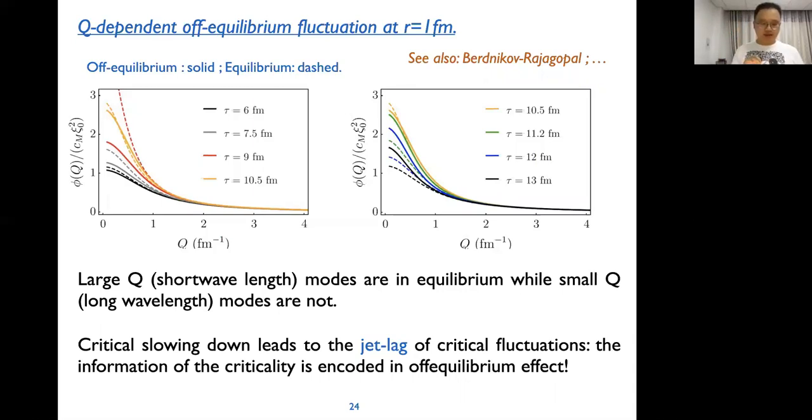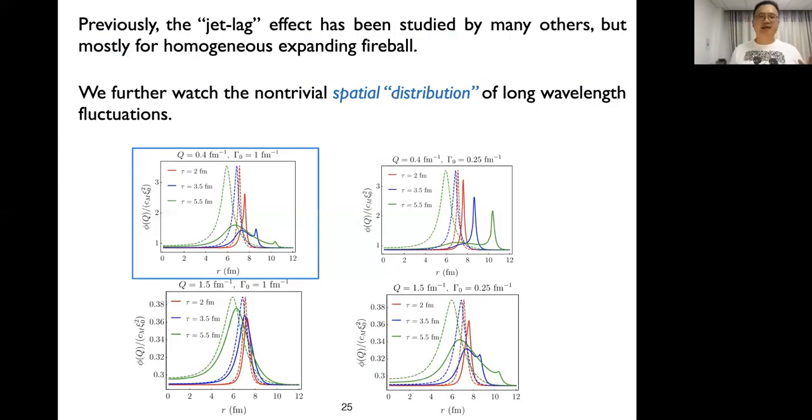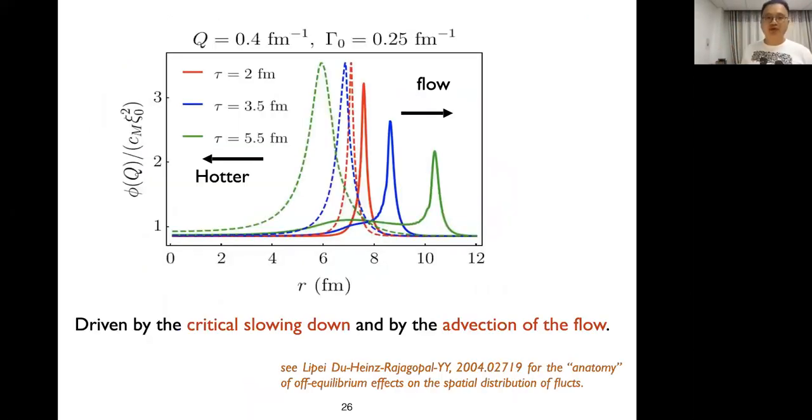And we plot this long wavelength fluctuation as a function of Q. I am not going to talk about the details here, but just remind you that the solid one is the real-time evolution, and the dashed one is the equilibrium expectation, and there are differences due to the off-equilibrium effects. But what is really interesting is that this off-equilibrium effect has been studied in homogeneous variables. When you do the simulations, we can also talk about the spatial distribution of the long wavelength fluctuations. I want to give you a representative example here. So here, we pick a representative wave number, and we pick a representative magnitude of the relaxation rate.